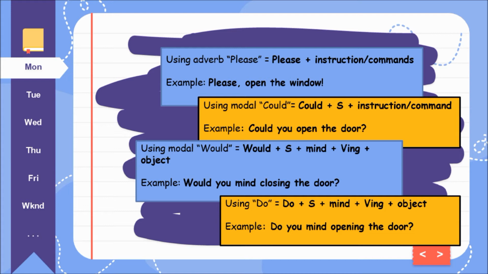And then the last is using do. So the formula is do plus subject plus mind plus verb ing plus object. The example is, do you mind opening the door? Jadi, ketika kita menggunakan do, kita harus menggunakan rumus do plus subject plus mind plus verb ing plus object. Contohnya adalah, do you mind opening the door? Do plus subject you plus mind plus verb ing opening plus object the door. Do you mind opening the door?